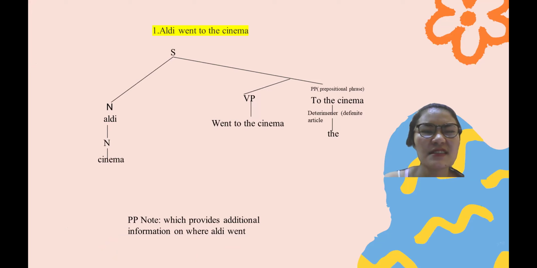This is the answer for number 1. Aldi went to the cinema. This is the sentence. Aldi is a noun. Cinema is also a noun. The verb phrase is went to the cinema. The prepositional phrase is to the cinema. To is a preposition, and the article, determiner, is the.